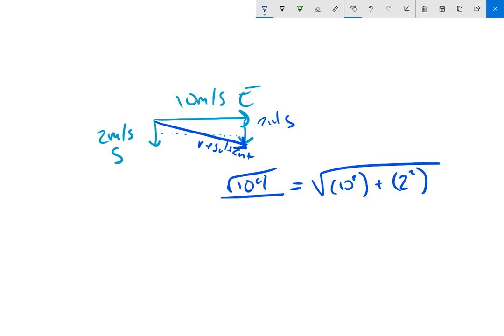Just a very basic overview of vector addition. As we have more problems and we move on into direction and forces and stuff like that, we'll have more to talk about. This is just a basic overview.